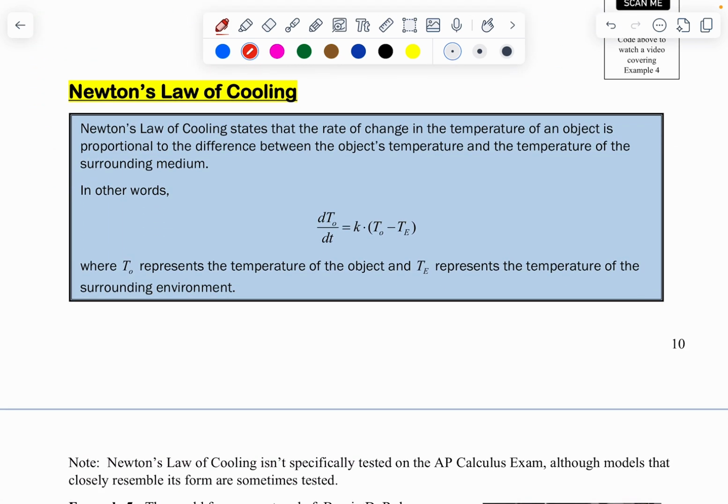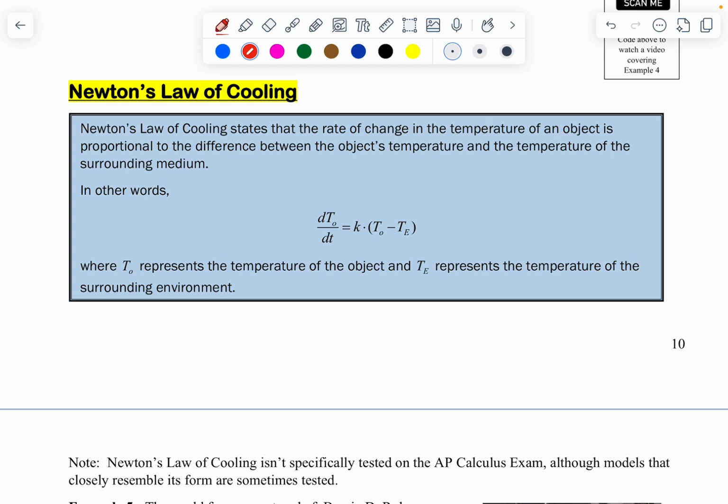So Newton's law of cooling states that the rate of change in a temperature of an object is proportional to the difference between the object's temperature and the temperature of the surrounding medium. They actually use Newton's law of cooling to determine time of death for people, using the temperature of the room that they are in and the temperature of their body at that time.